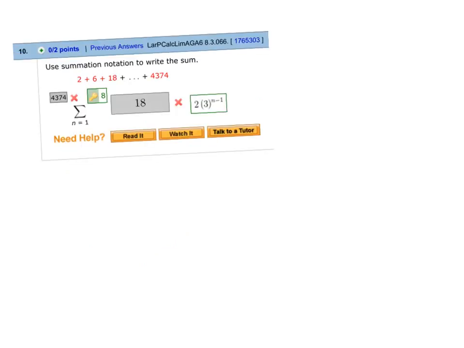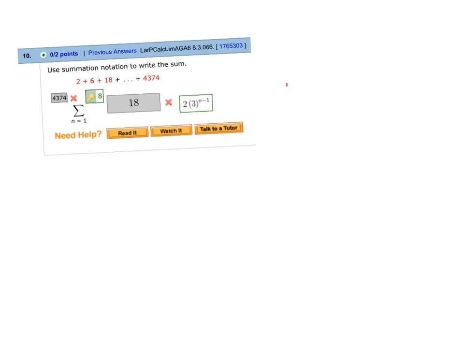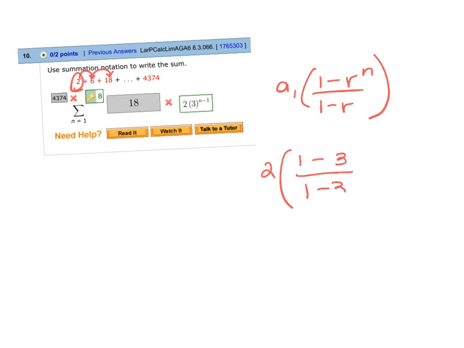Okay, this one is summation to write the sum. In summation for geometric, we need an A1, a 1 minus R, an N, and the 1 minus R again. So I've got the A1, that's 2. We can figure out R, but we don't know N. R would be, how do I get from 2 to 6 and 6 to 18? That's 3, right? But we have to figure out what N is.